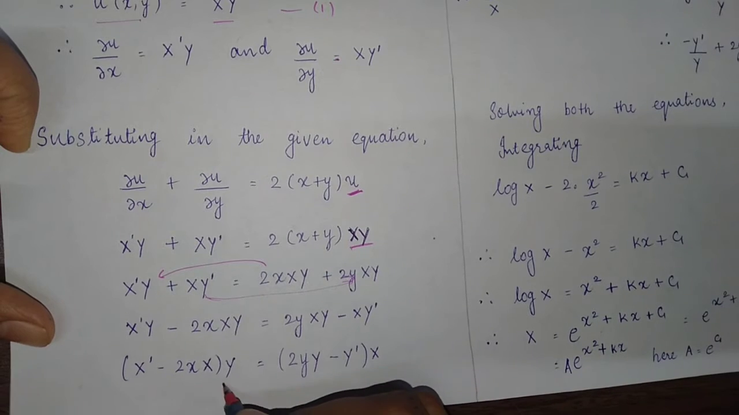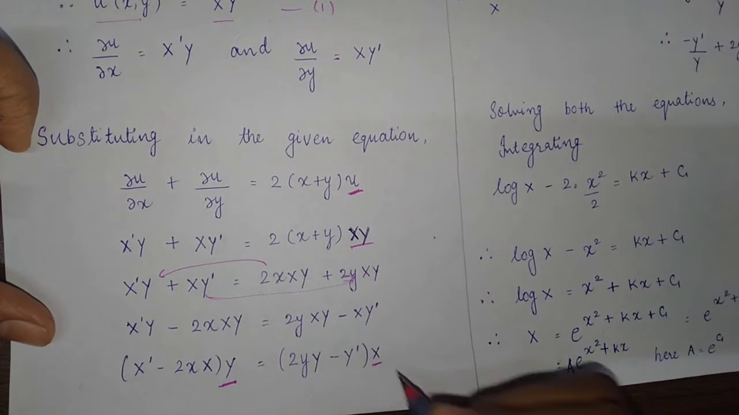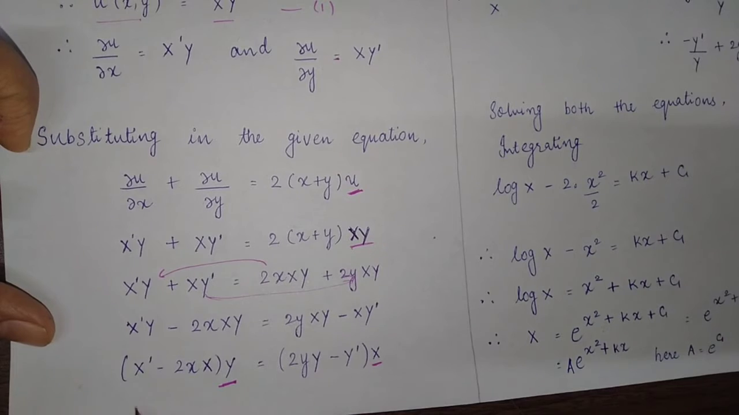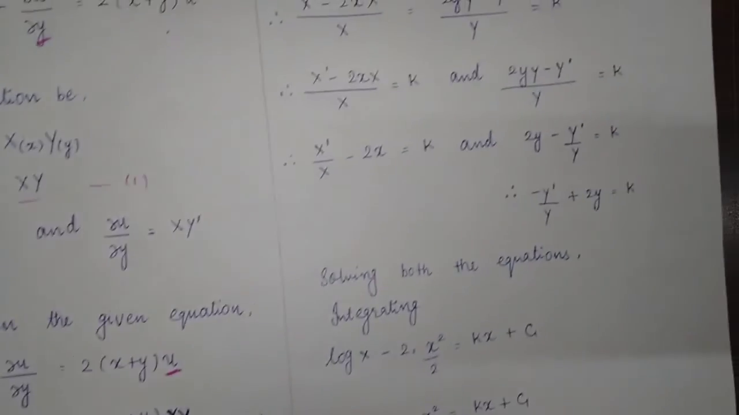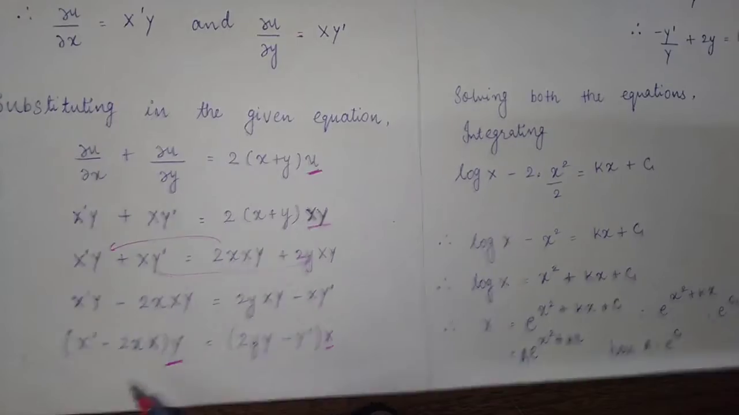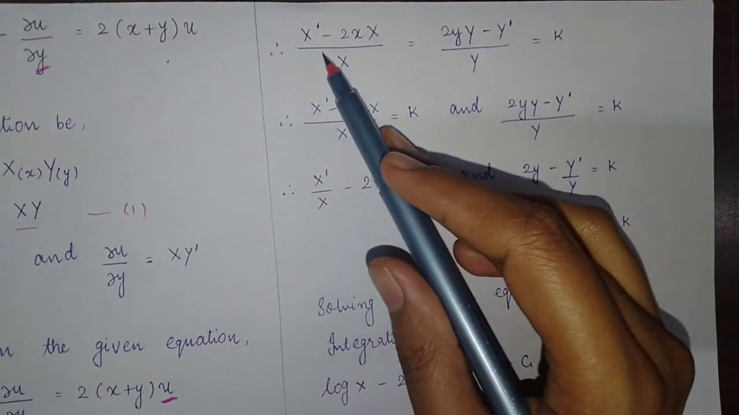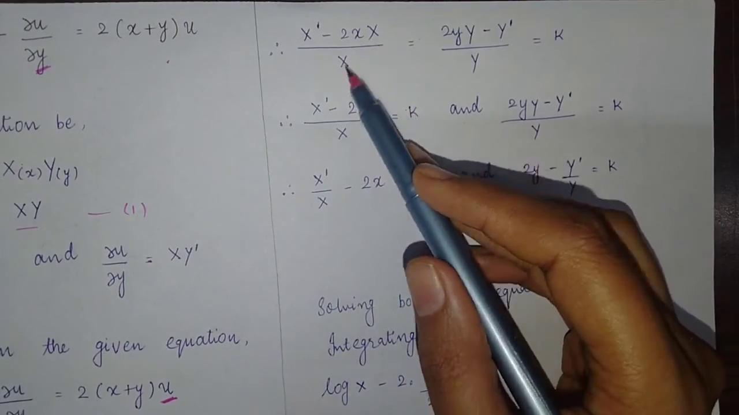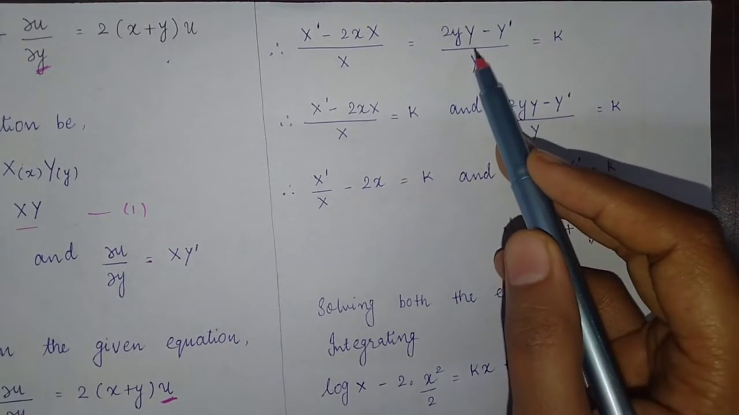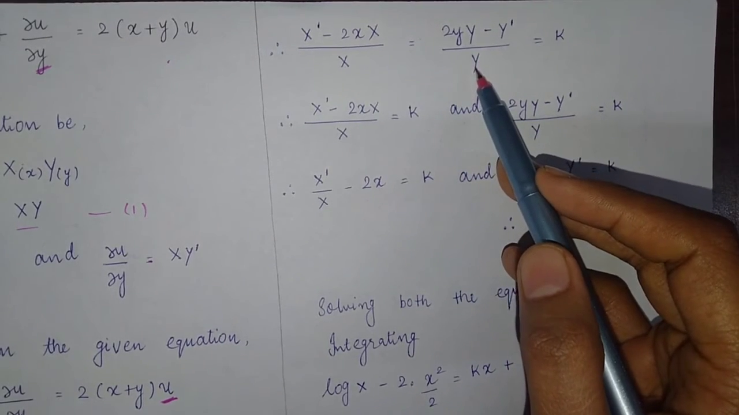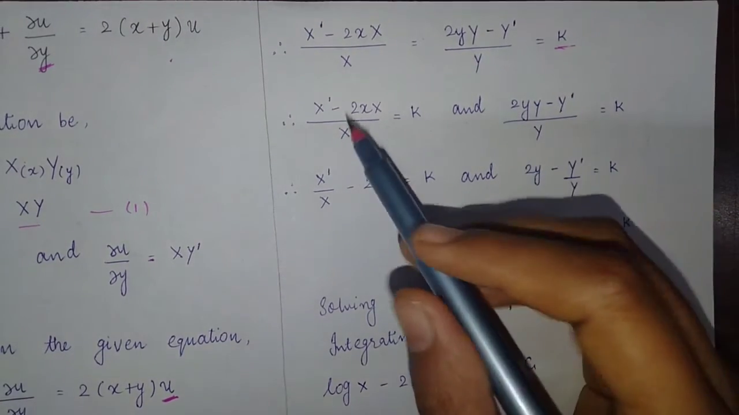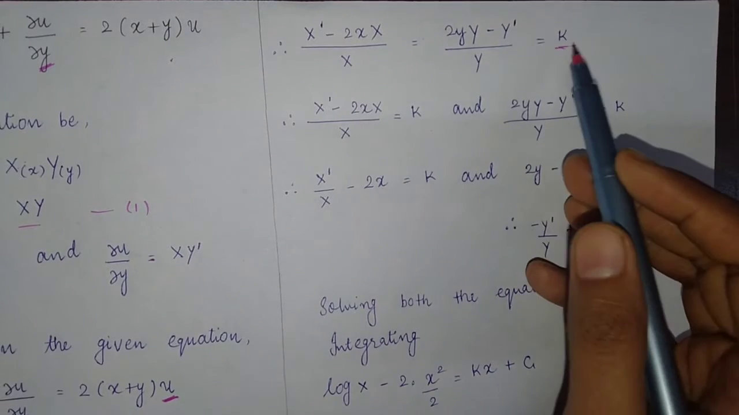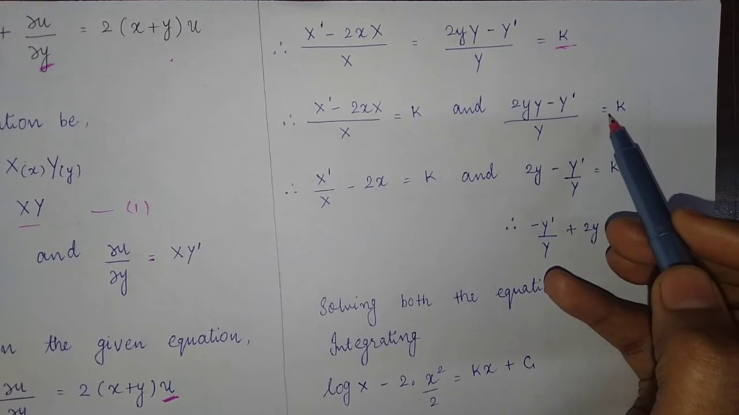And if I take y term common here, and x term common, then I will get such terms. Now if I send this x into the denominator part, then it will be x dash minus 2x into capital X by capital X, and here we will have in the denominator part capital Y, and that is equal to the constant k. So this term is also equal to k and this term is also equal to k.